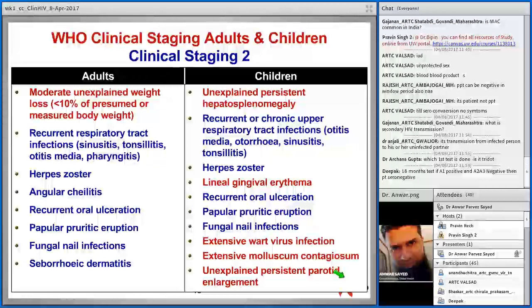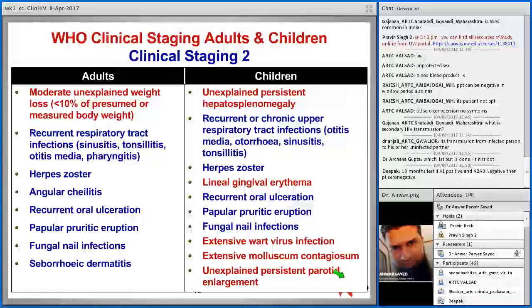For stage 2, there are a few exceptions in pediatric. First we will see adults. Broadly, you will see moderate unexpected weight loss that is less than 10% of body weight. You will see minor upper respiratory tract infections and minor skin infections in stage 2. In minor upper respiratory tract infection, you will see recurrent infections like sinusitis, tonsillitis, otitis media, pharyngitis. These are all recurrent minor upper respiratory tract infections.